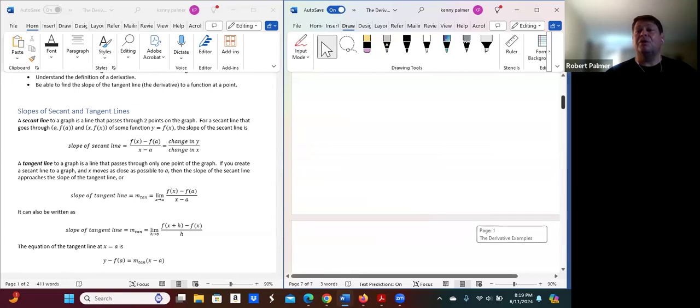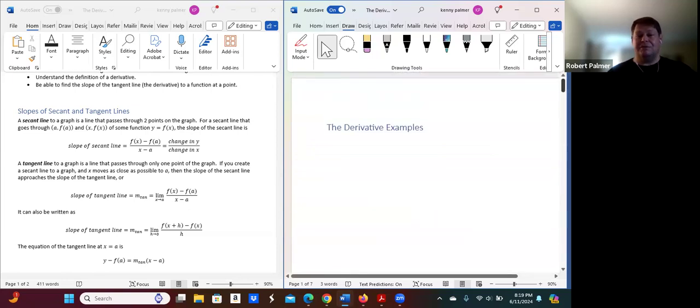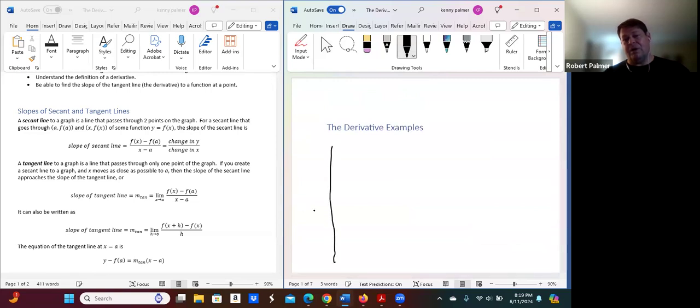Okay, so let's go back to where we were. We're going to draw a function and a secant line. First, let's draw our x and y axes. Now let's say I have a function that looks kind of like a parabola shape, something like that. So this is our function f of x.